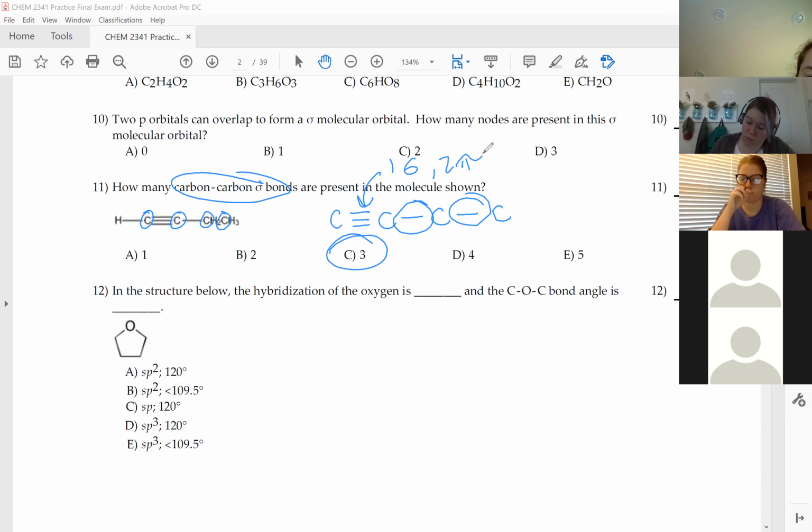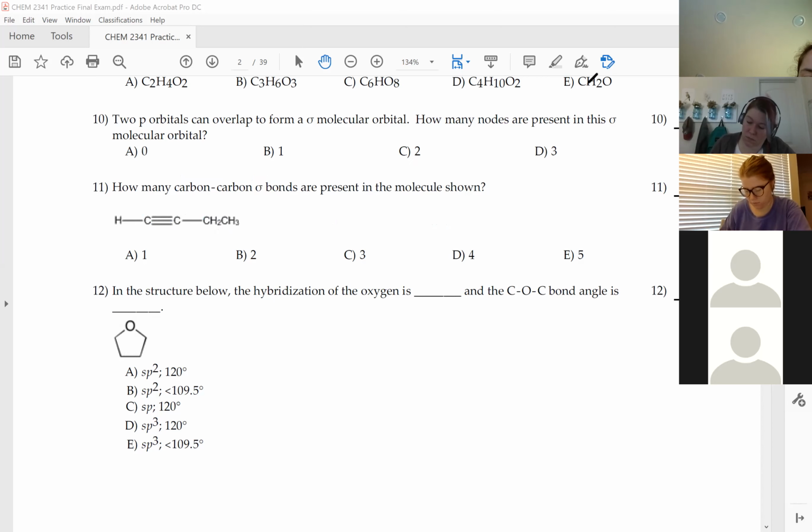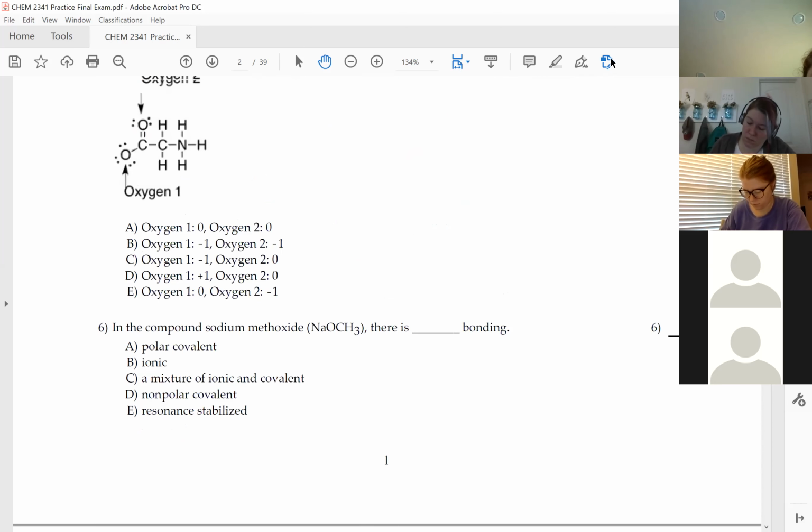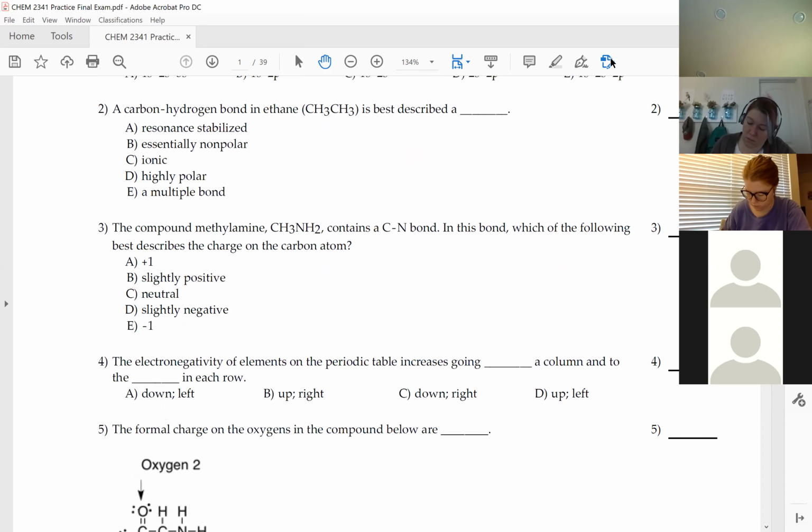I got a question in the chat about where that went. Number 3. I'm going to hop up there real fast. It says the compound methylamine, CH3NH2, contains a C-N bond. In this bond, which of the following best describes the charge on the carbon atom? So the answer to this, does anybody know? +1.